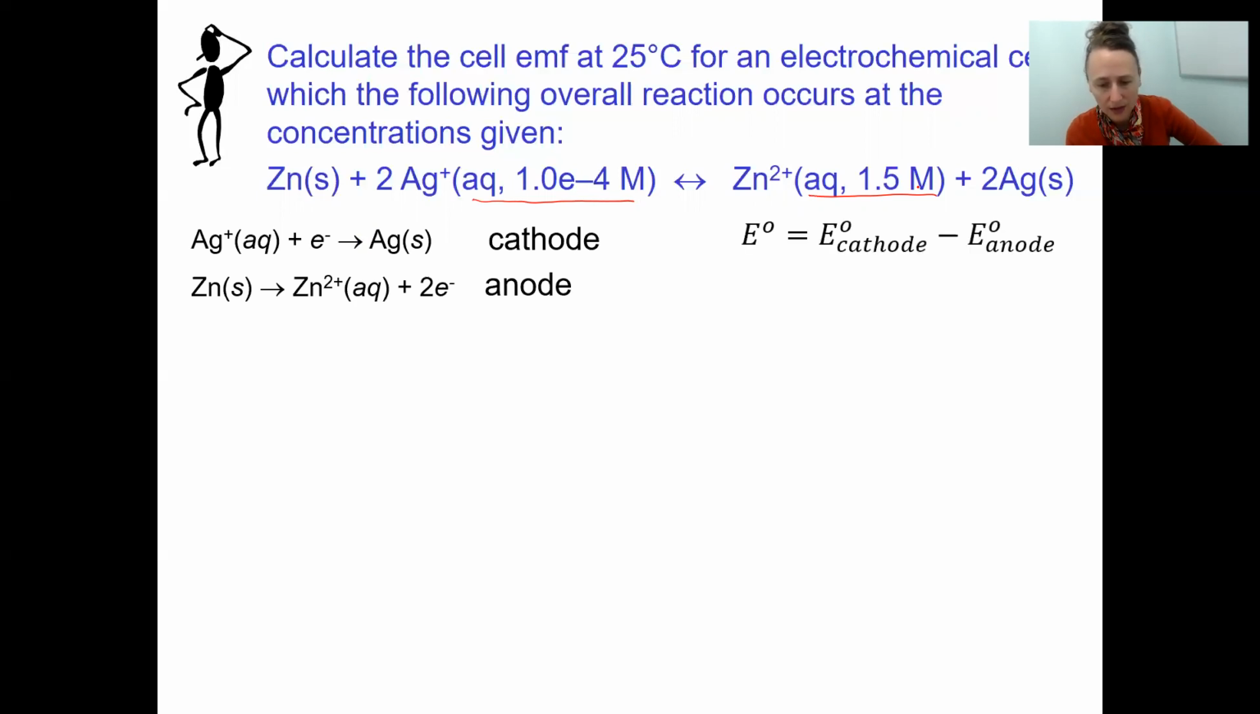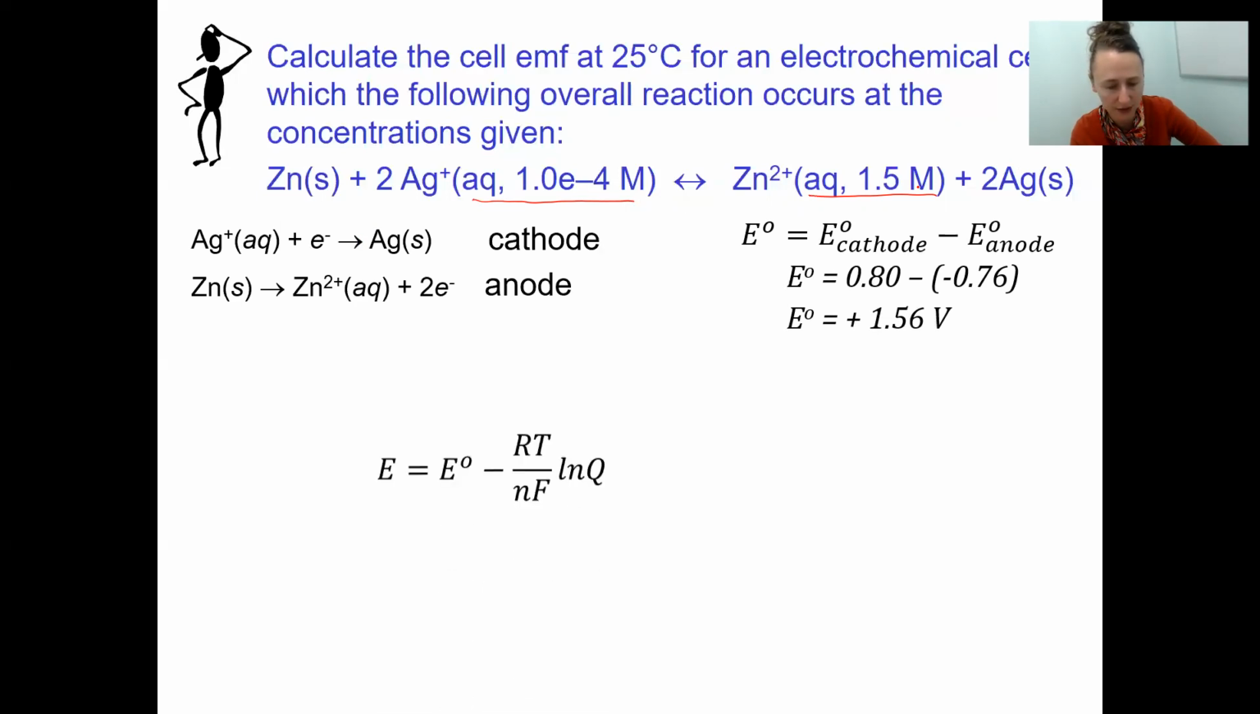And we can use the cathode minus anode equation for the standard cell potential, and if we look those up on the table, we get 0.8 minus a negative 0.76, so the cell potential for this reaction is a positive 1.56 volts. So this is a spontaneous reaction under standard conditions. Now let's figure out what kind of potential we have under these different concentrations.